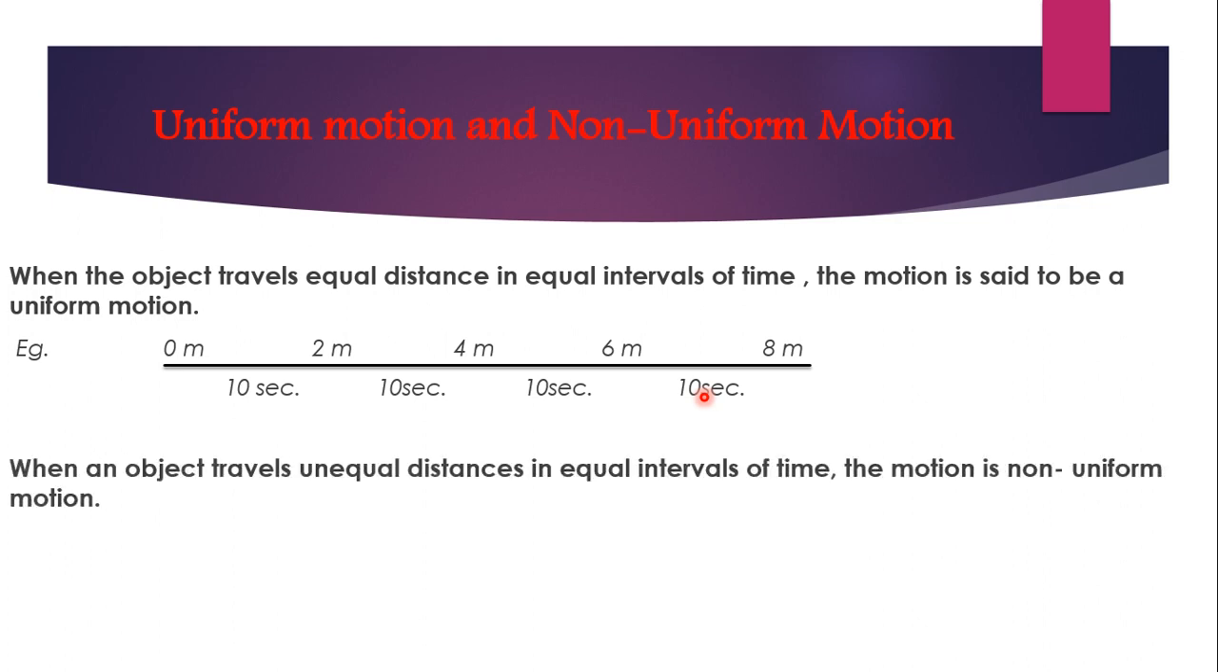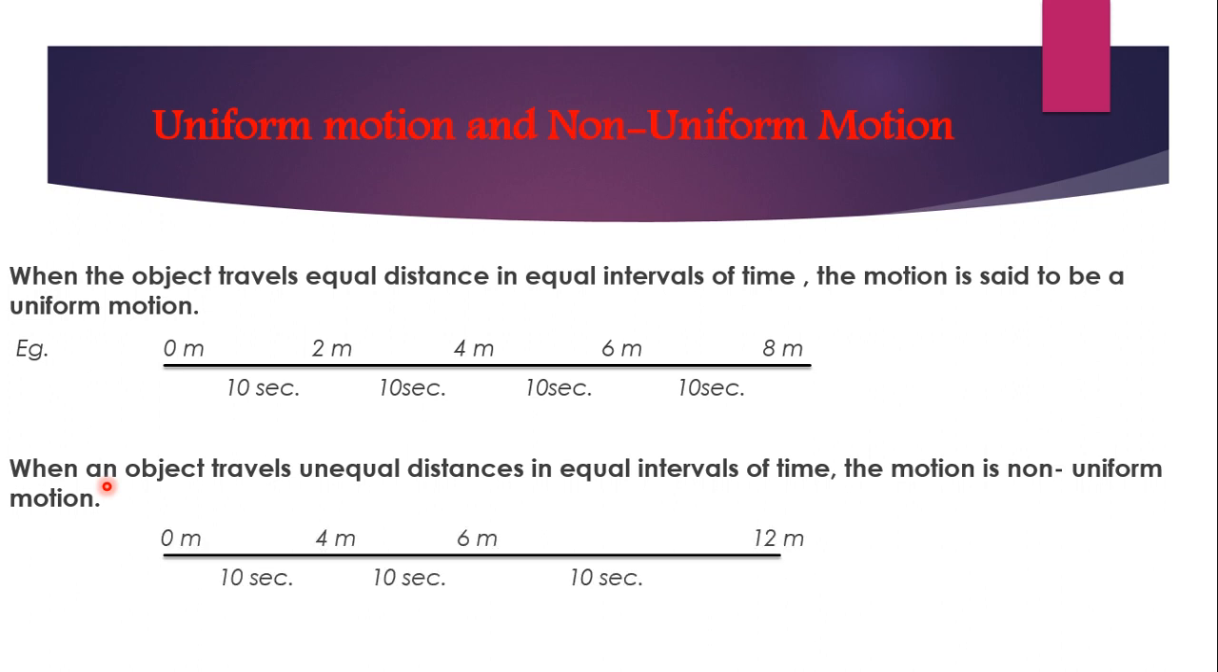Then what is non-uniform motion? In opposite to uniform motion, non-uniform motion is when an object travels unequal distances in equal intervals of time.